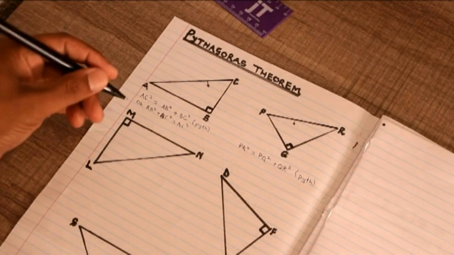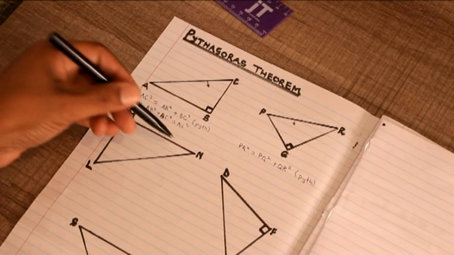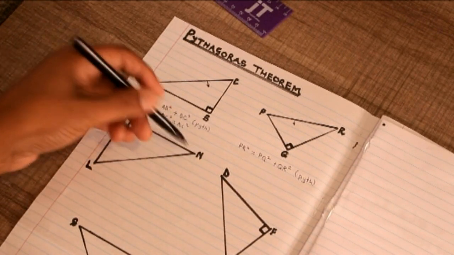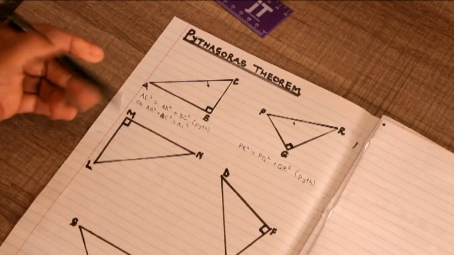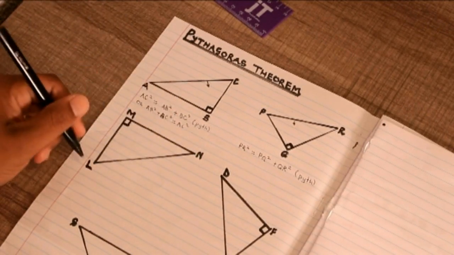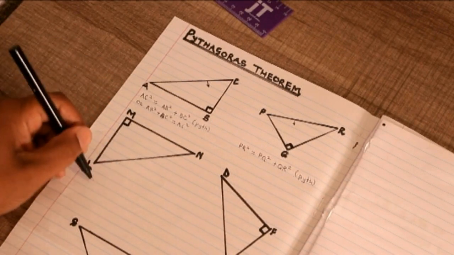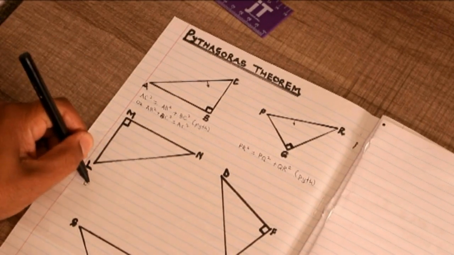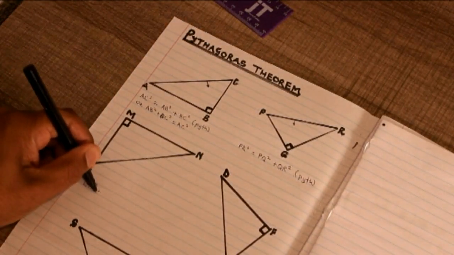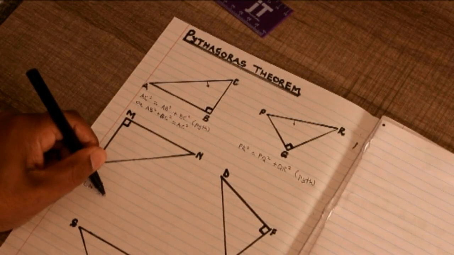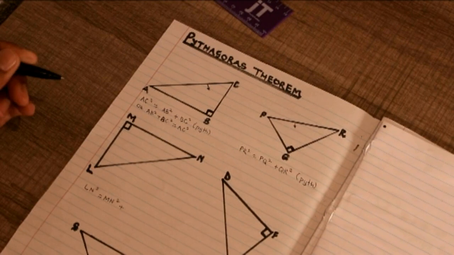Now, I hope this is what you have written. Look at this triangle MLN or LMN. It's up to you as long as you move around with that triangle. I hope you have written here that the longest side is LN or NL. It's fine. You write that LN squared equals MN squared plus ML squared.